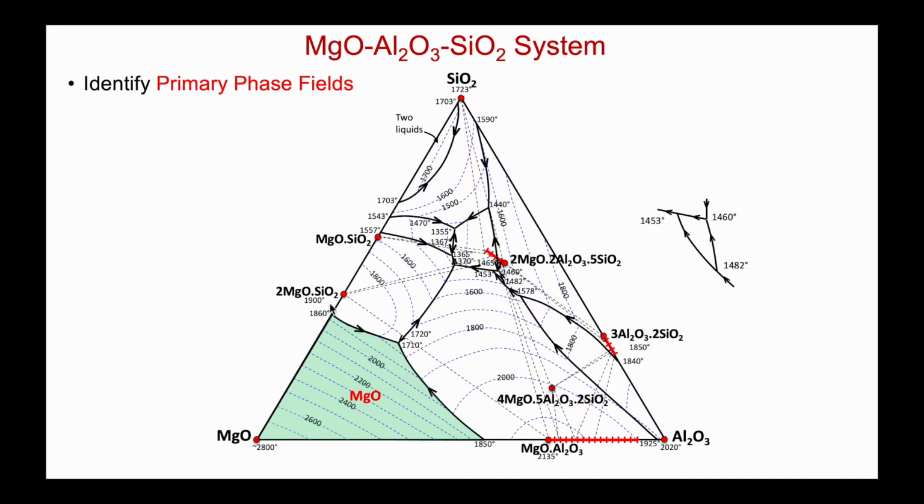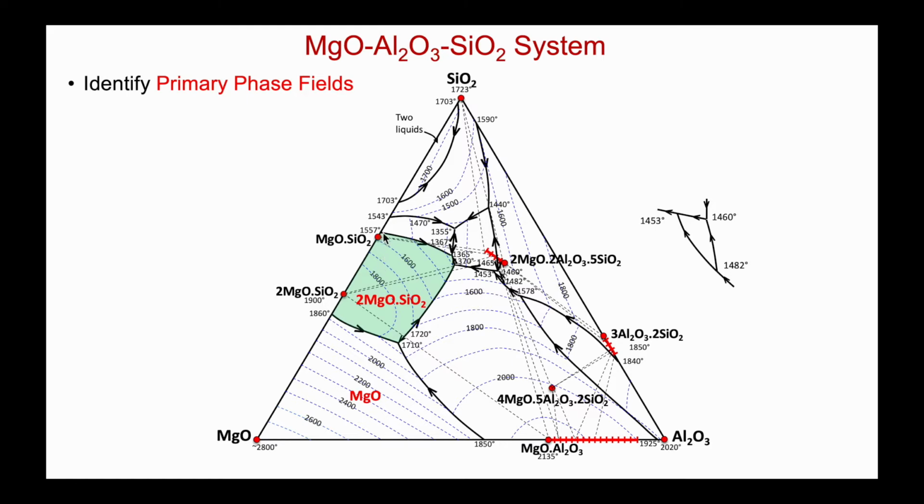Working our way up, then if we look at this liquidus coming out of the MgO-SiO₂ boundary, you should see that it's lying between these two solids, MgO and 2MgO·SiO₂, so this is in fact a eutectic, and so the primary phase field to the right of it is 2MgO·SiO₂, shown here.